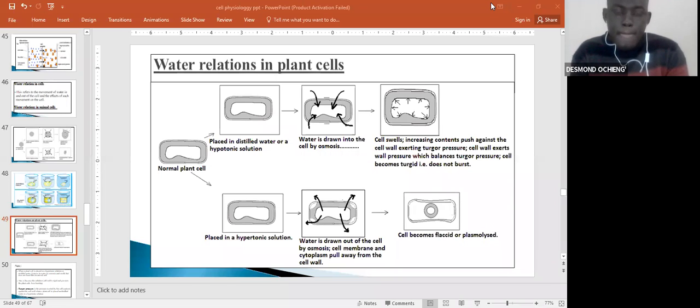Number two, describe the roles of diffusion in living organisms. Then the next question, which is the last one: explain how osmosis is used in the opening and closing of the stomata.